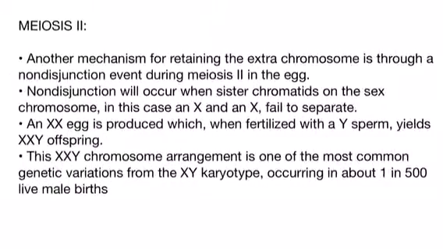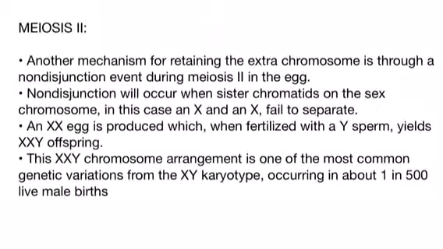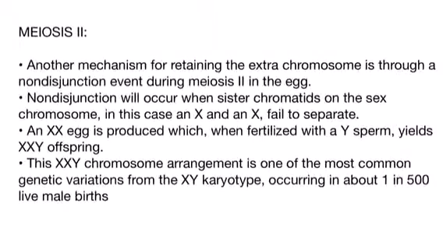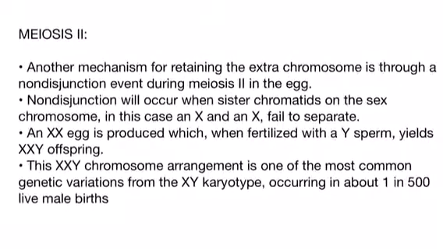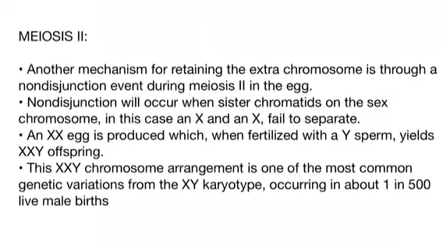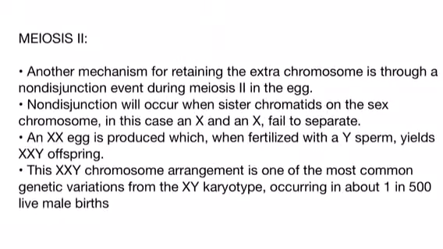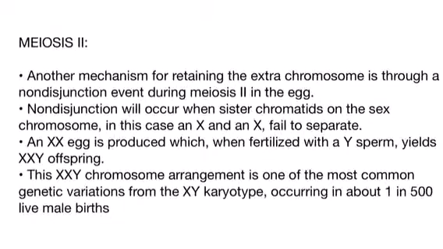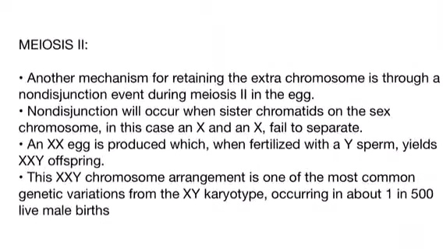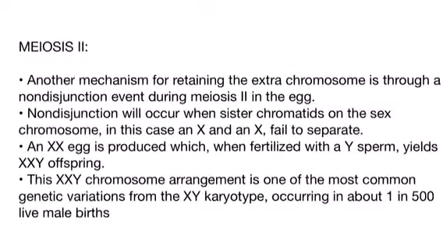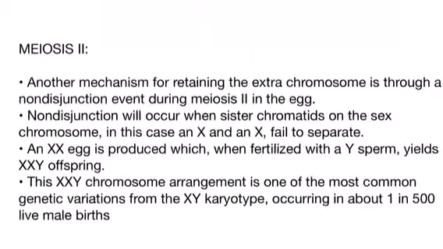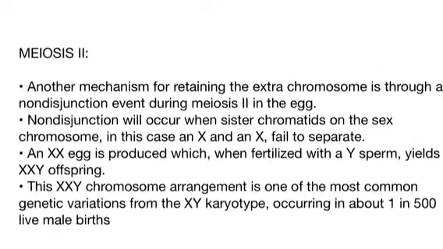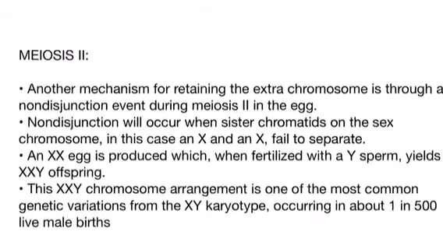There is also another abnormality that can occur in Klinefelter syndrome, in meiosis 2, which is another mechanism for retaining the extra chromosome: a non-disjunction event during meiosis 2 in the egg. Non-disjunction will occur when sister chromatids on the sex chromosome, in this case an X and an X, fail to separate. An XX egg is produced, which when fertilized with the Y sperm yields an XXY offspring. This XXY chromosome arrangement is one of the most common genetic variations from the XY karyotype, occurring in about 1 in 500 live male births.